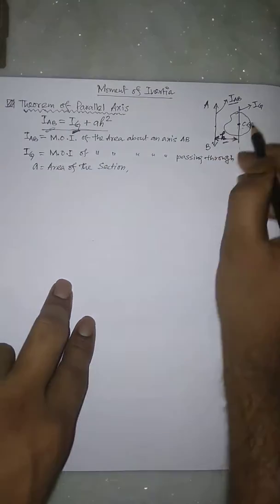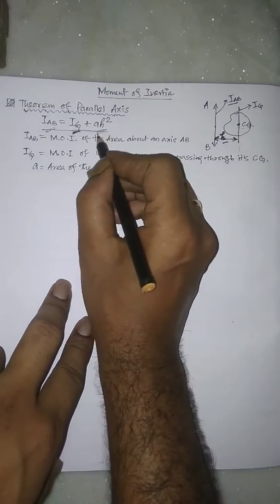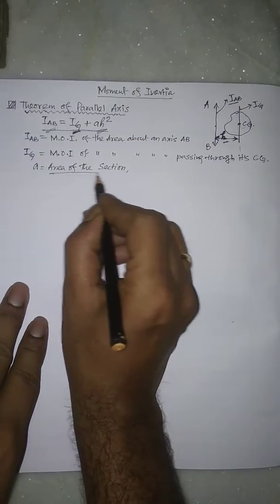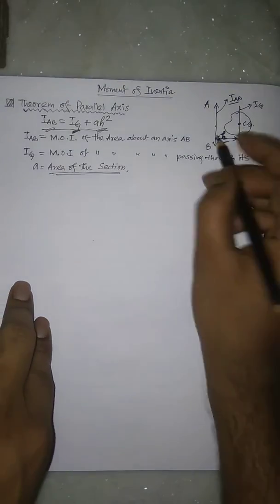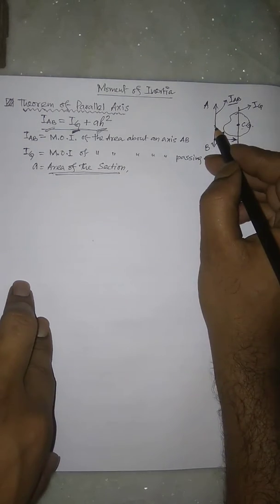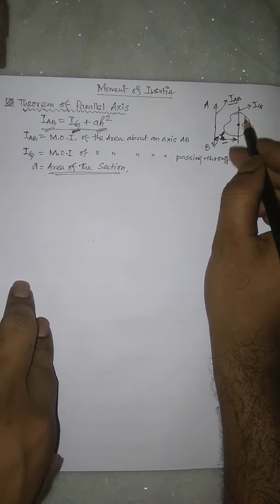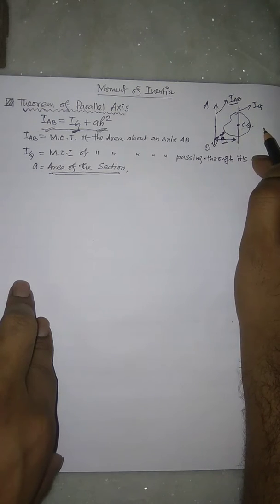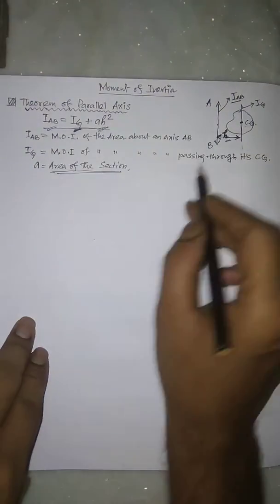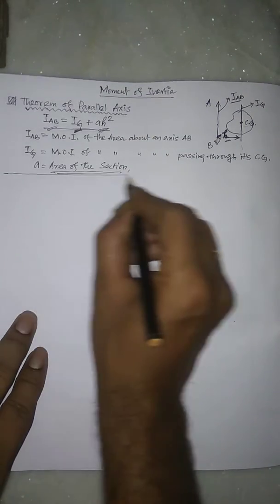equal to IG plus a h squared, where small a is the area of the section and h is the distance between this axis and the CG of the plane area. Now this is the theorem of parallel axis. With the help of this theorem, we find the moment of inertia of the triangular section.